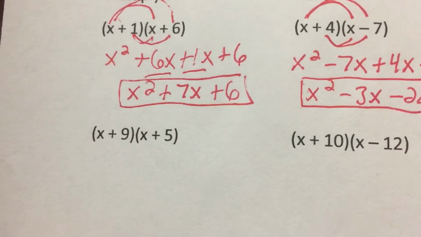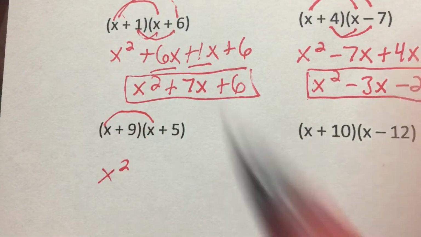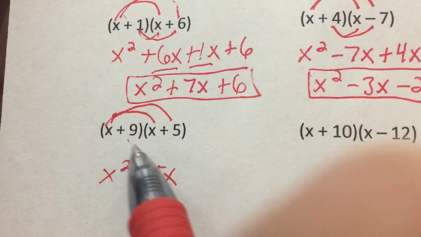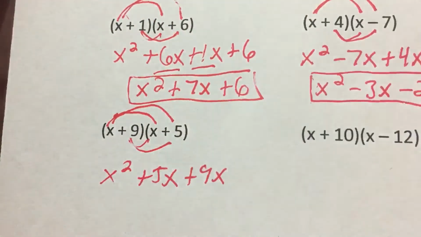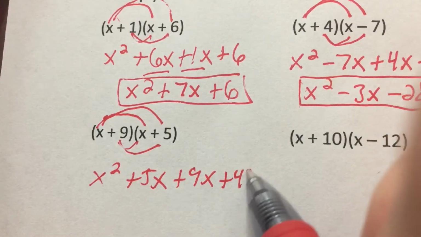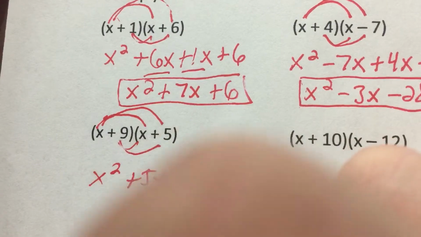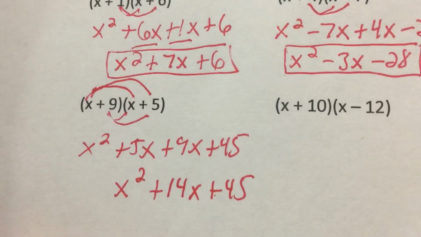To the bottom, x times x is x squared. X times 5, 5x. 9 times x is 9x. And 9 times 5 is 45. 5x and 9x make a total of 14x. So we end up with x squared plus 14x plus 45.